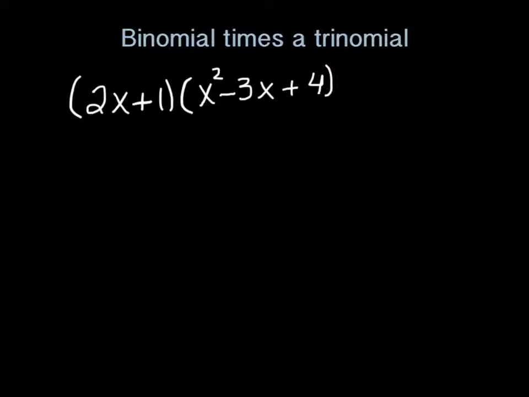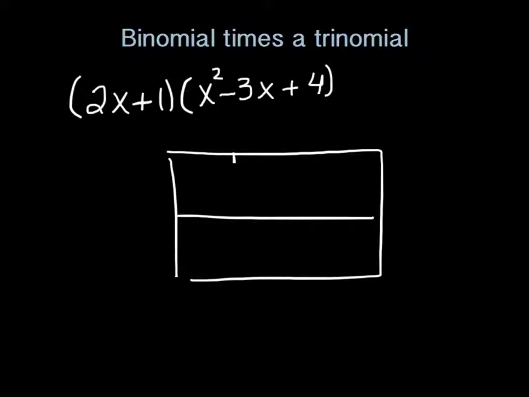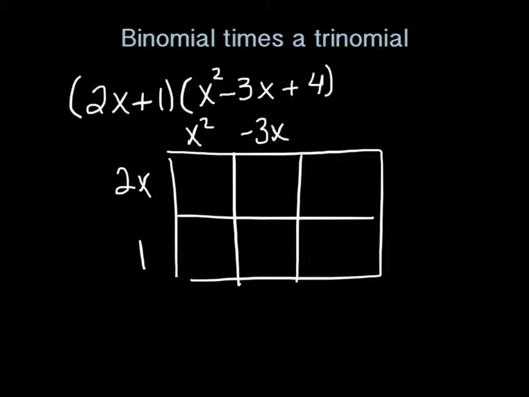And our last example is a binomial times a trinomial. And you do it exactly the same as a binomial times a binomial, except your box is going to be 3 by 2 this time. Okay, so you're going to put your 2x and your 1, and then your x squared, negative 3x, and 4. So 2x times x squared is 2x cubed. 2x times negative 3x is negative 6x squared. 2x times 4 is 8x.